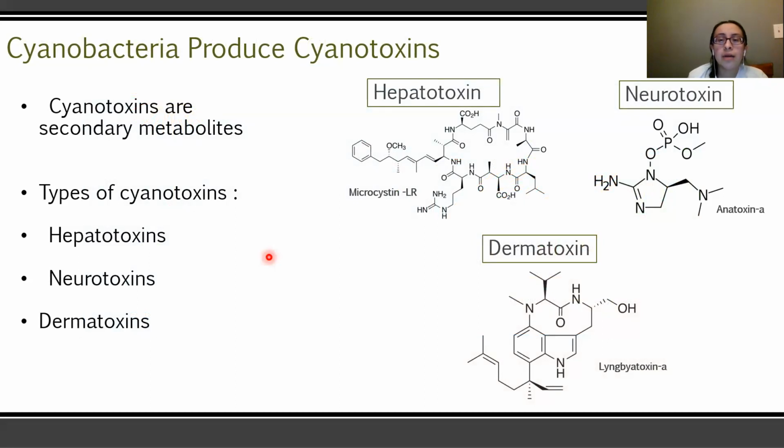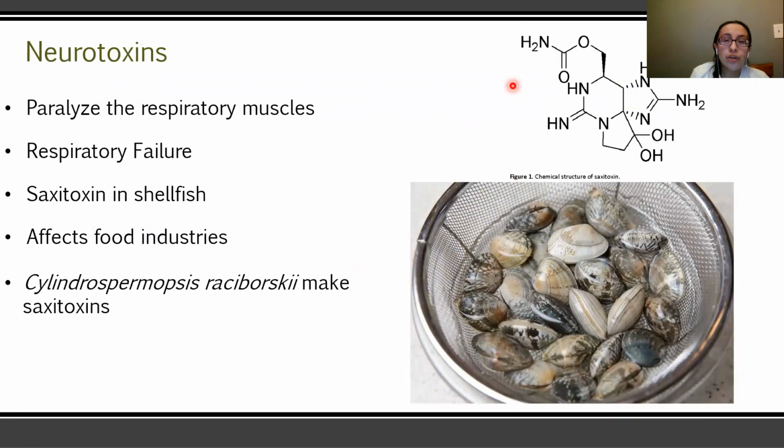So here I've included three types of cyanotoxins. Microcystin LR falls under hepatotoxin, and it is a very well-known cyanotoxin because it is very strong and dangerous. Under neurotoxin, an example would be anatoxin, and under dermatoxin, an example would be lyngbyatoxin. Neurotoxins are dangerous because, again, they damage the nervous system, but they can also paralyze the respiratory muscles of an organism, causing the organism to die of respiratory failure.